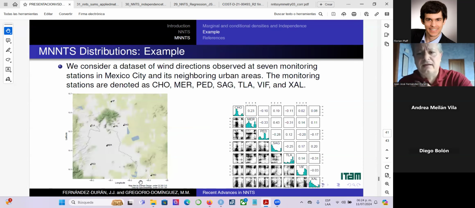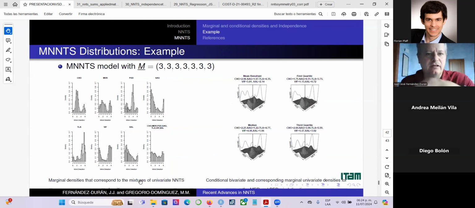Here you have an application, just to finish, of wind direction, seven different wind directions at the monitoring stations. The best model corresponds to a parameter vector of n, all with components equal to 3. You can see the marginals obtained from the joint distribution, which have a good fit to the original data. You also have some examples of bivariate densities obtained from the joint density, and also conditional bivariate densities.